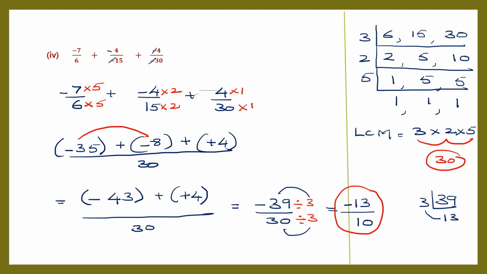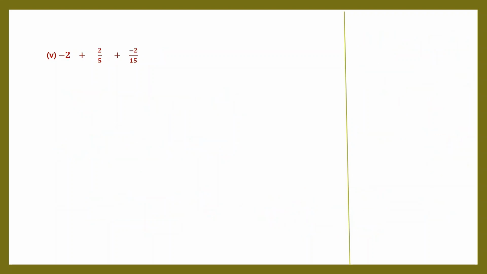Minus 13 by 10. Question 5. Here we have a whole number. We have minus 2, an integer there. It's not in the form of a rational number. We can put it as a rational number by giving it the denominator 1. And here we have 5 and 15. Both are positive. So let's begin by giving this the denominator 1. Minus 2 by 1 plus 2 by 5 plus minus 2 by 15.